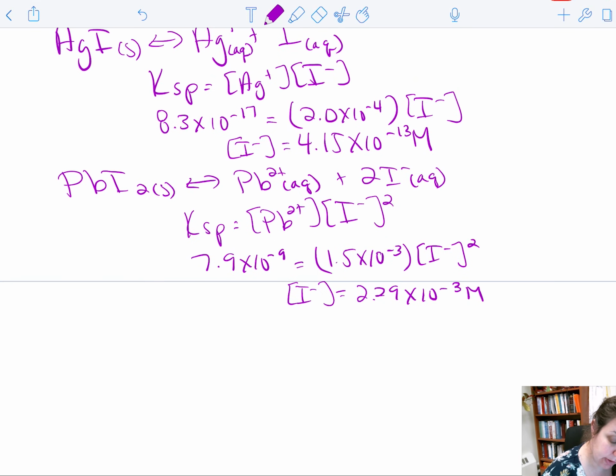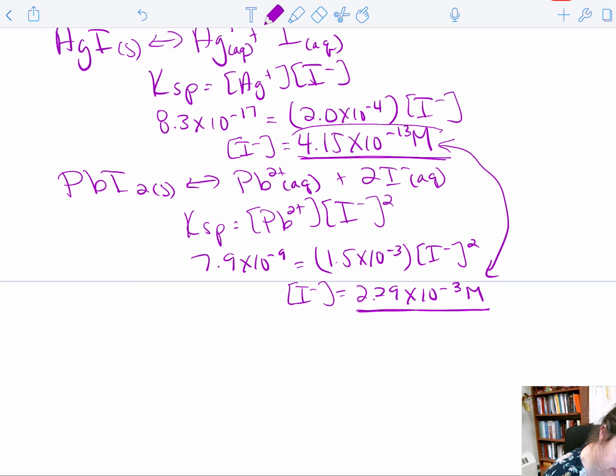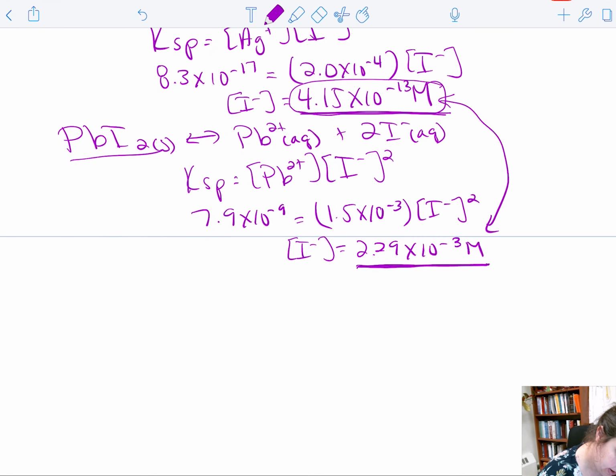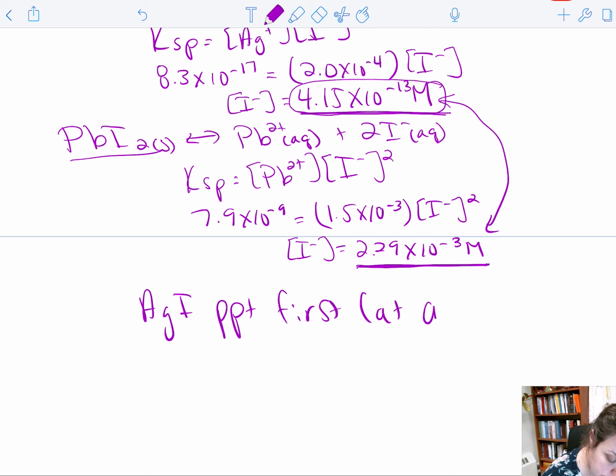Now, we're going to compare these two values here. We see that this concentration is significantly lower than this concentration, which means that at an iodide concentration of 4.15 times 10 to the negative 13, very low concentration, we will precipitate out our silver iodide. However, a much higher concentration of iodide is required to precipitate out our lead iodide, which means that silver iodide precipitates out first, at a lower I minus concentration.